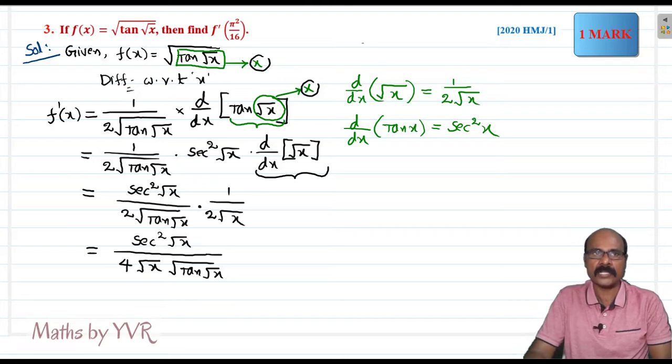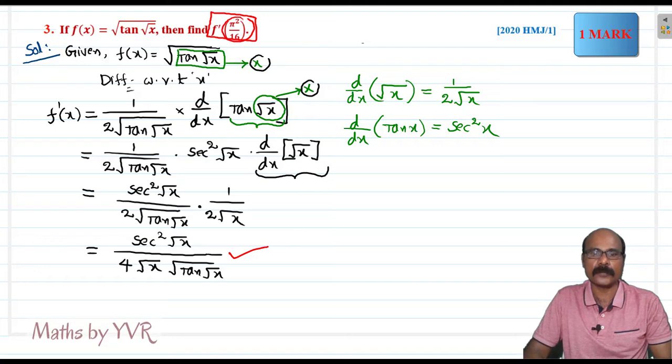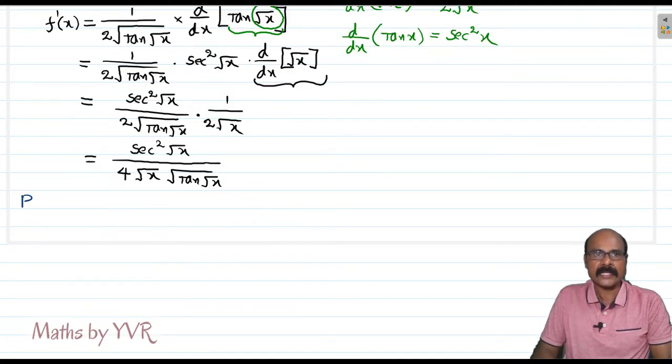But what are they asking in the question? They are asking for f dash of pi square by 16. So in this derivative, if we substitute x is equal to pi square by 16, then we will get f dash of pi square by 16. Okay, now look at this. Put x is equal to pi square by 16. Then what will we get?